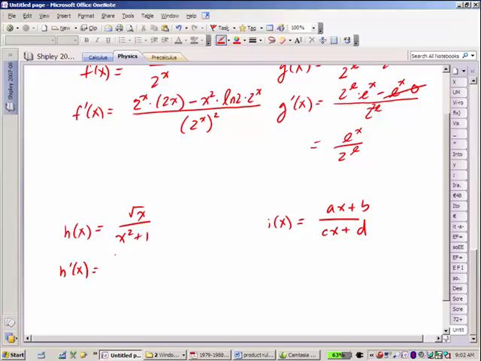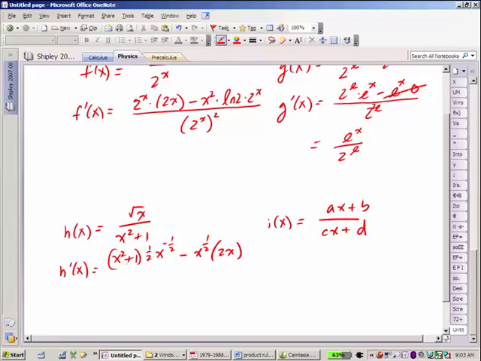X squared plus 1, low, times 1 half x to the negative 1 half, d high, minus x to the 1 half, high, times 2x, d low. I want to make sure that you understand how I'm being very cautious using parentheses.